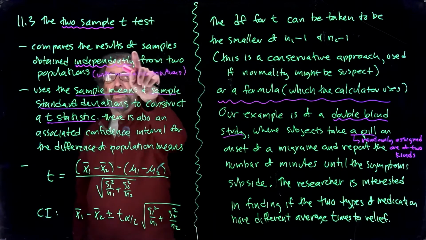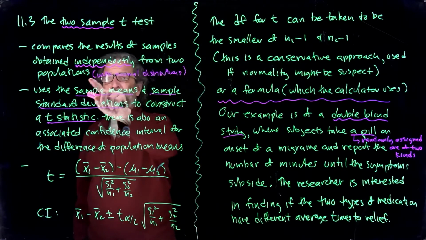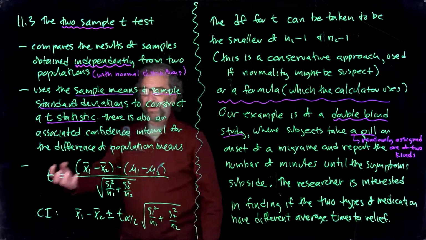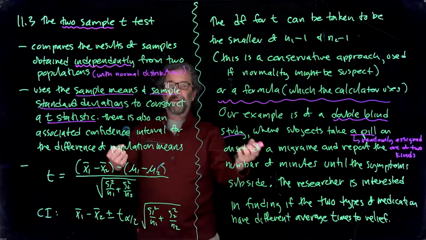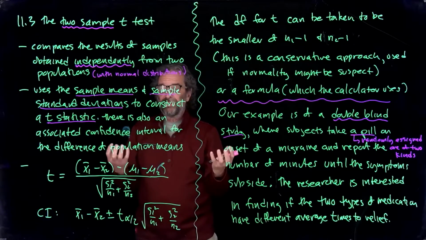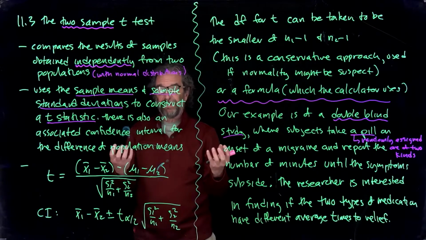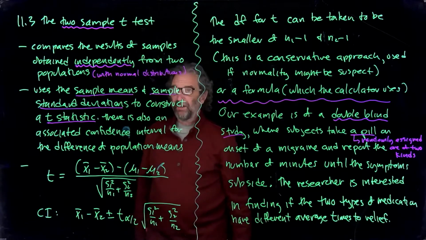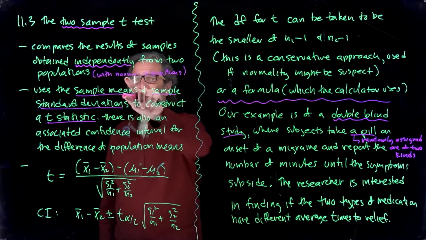It compares the results of samples obtained independently from two populations. So you sample from one population and you sample from another population. So you have two data sets you're looking at. They might be the same size, they might not. The populations you're sampling from are assumed to have normal distributions.